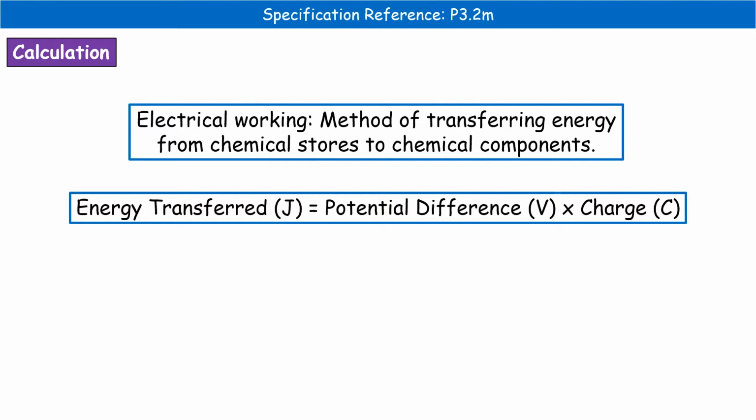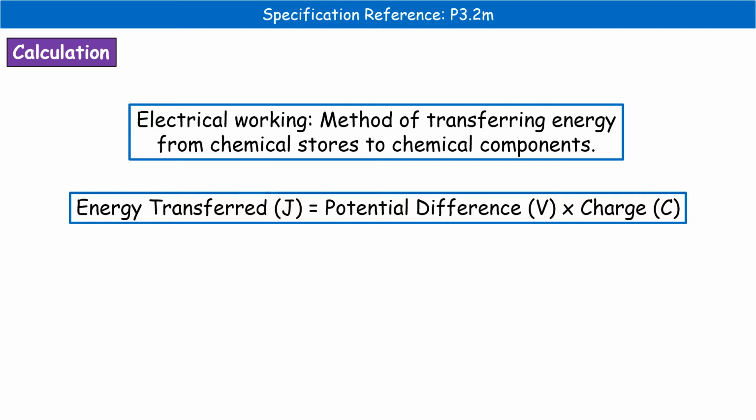There is another calculation that we need to be aware of here, which is the energy transferred. Quite simply, to work out the energy transferred, we do our potential difference times the charge. Obviously, we've already said that we can work out charge through another calculation, so don't be surprised if there are two parts to the question, or if we just have a two-part calculation they're not explicitly telling you.